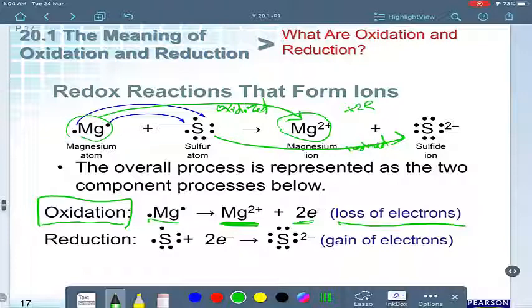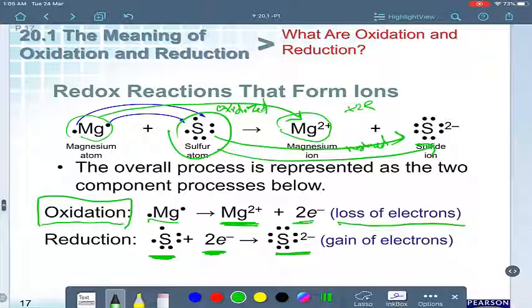What about the reduction reaction? Sulfur changes into sulfur negative 2. What happens? It gains electrons. Look, the sulfur element gains 2 electrons and changes into sulfur negative 2. It gains electrons, so this reaction is reduction.